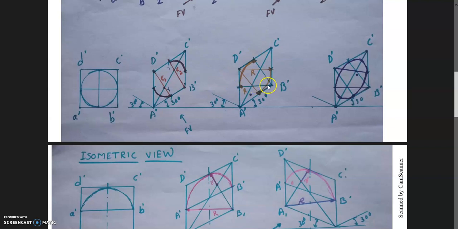So this radius is more as compared to the small radius. From B you draw an arc here, from D draw an arc here. So combine this, and you will get the ellipse. You will get this ellipse. So this is very important.